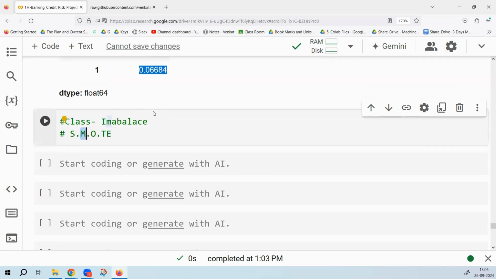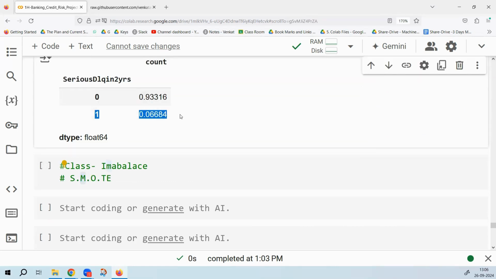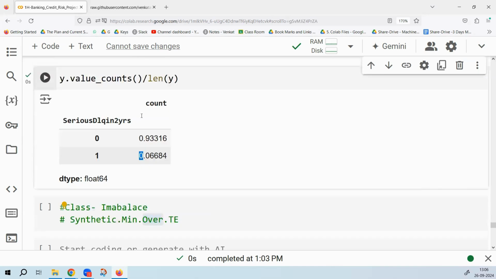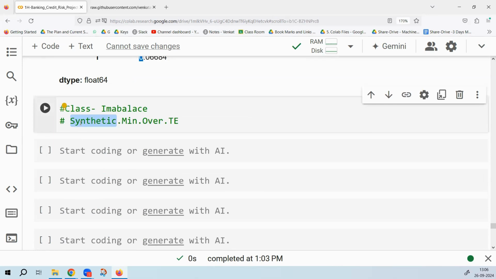What is a minority class here? What is a majority class? Majority is class 0. Minority is class 1. What does synthetic minority oversampling mean? What does oversampling mean? Oversampling means you are repeating those samples, taking duplications of them. So you try to repeat the records, these 10,000 records, but you are creating synthetic samples in that. Synthetic means newly created data points based on the data that is given here.